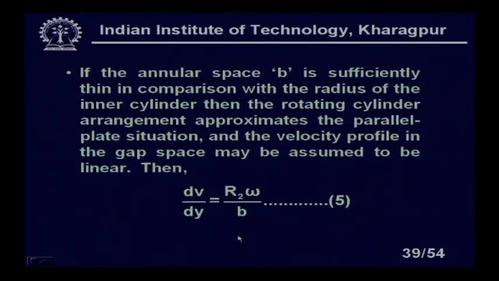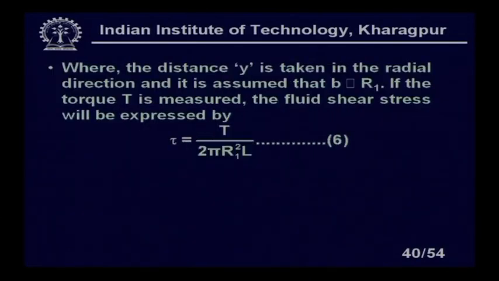If the annular space B is sufficiently thin in comparison with the radius of the inner cylinder, then the rotating cylinder arrangement approximates the parallel plate situation and the velocity profile in the gap space may be assumed to be linear. Then dV by dy equals R2 omega by B, equation number 5, where the distance y is taken in the radial direction. It is assumed that B is much less than R1.